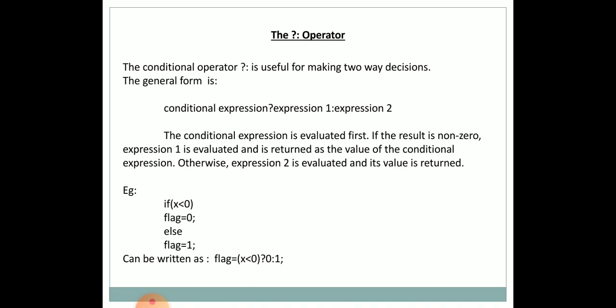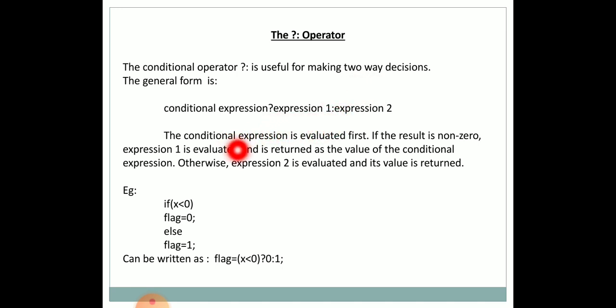See the general form of using the conditional operator. Conditional expression question mark. It is followed by the expression 1 colon expression 2. At first the conditional expression will be evaluated. After evaluating this condition, if the condition becomes non-zero, the expression 1 will be considered. Or if it is a 0, then expression 2 will be considered.